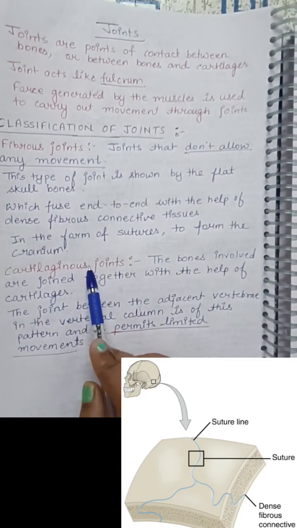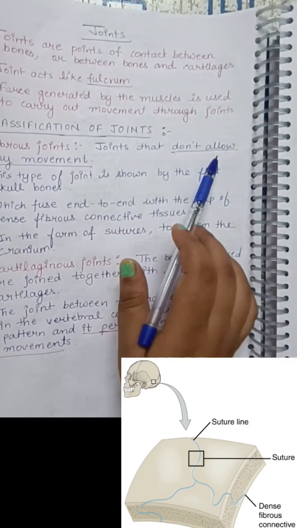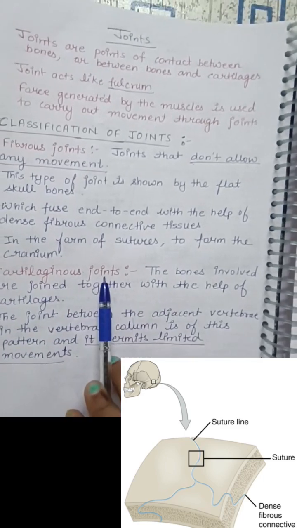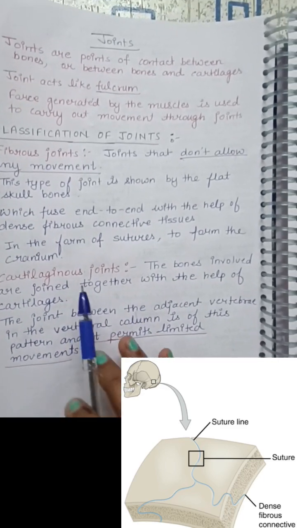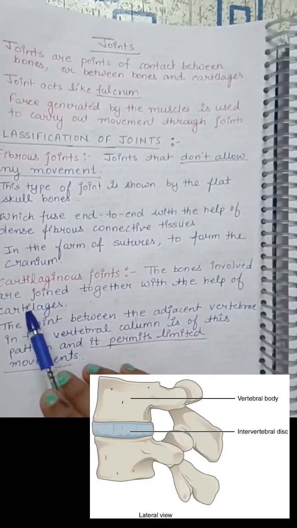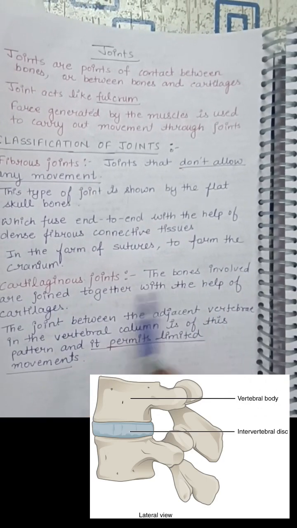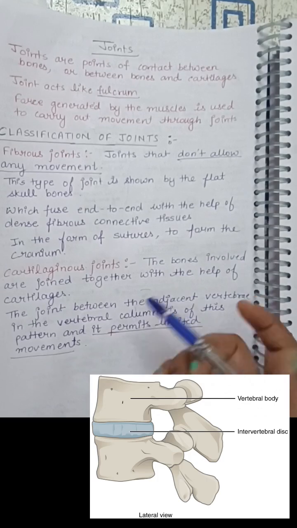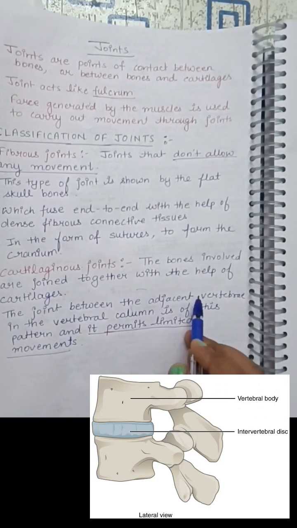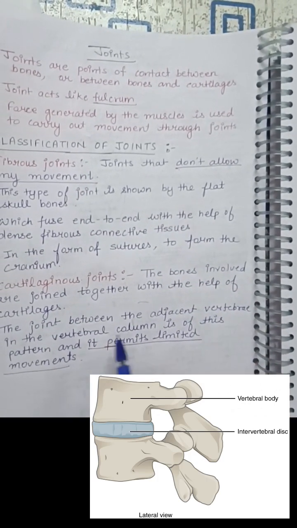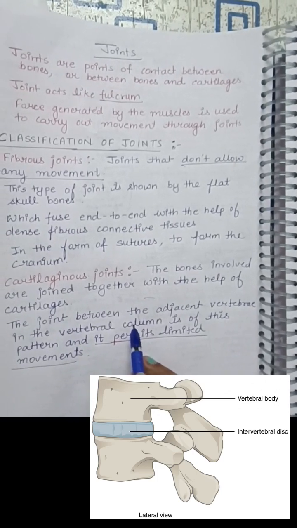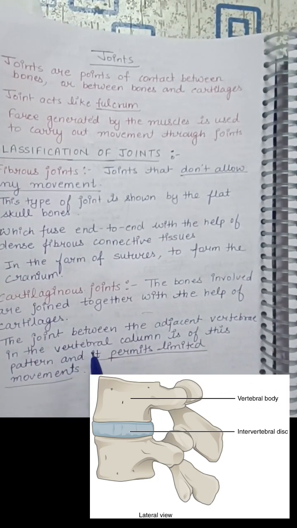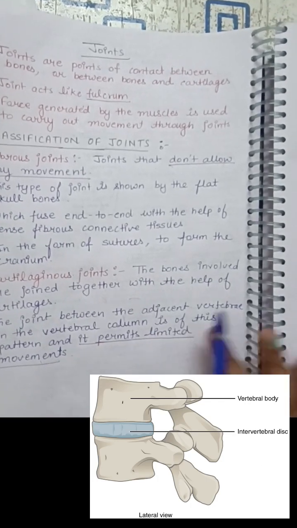Next is the cartilaginous joint. Just remember that fibrous joints do not allow any movement. Cartilaginous joints allow slight movement. The bones involved are joined together with the help of cartilage. As you see between the adjacent vertebrae, the two vertebrae in the vertebral column show limited movement, and this is the cartilaginous joint. It permits limited movement.